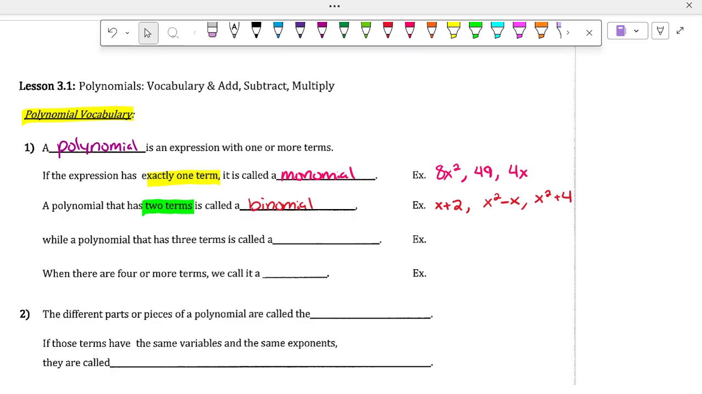All right, someone want to take a shot in the dark and tell me what a three-term polynomial is called? Let's go, Eli. Trinomial, good. So trinomial is three terms. So x squared plus 6x minus 9, or 2x squared plus 4x minus 3, etc., etc.